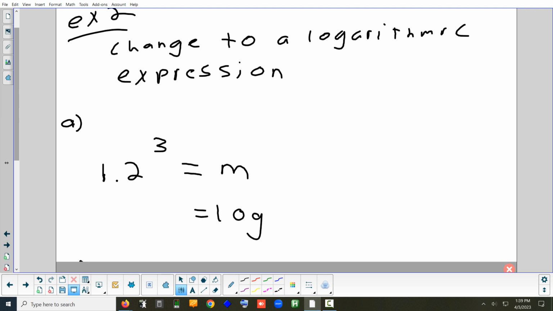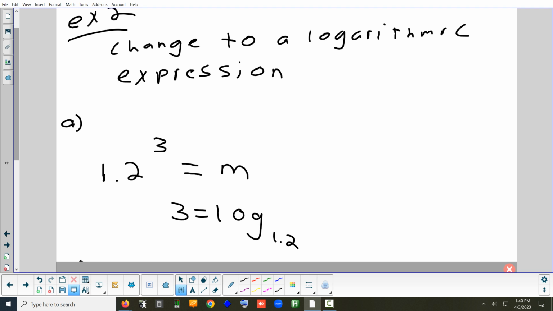What do you think my base is going to be on my logarithm? 1.2, because that was the base when it was an exponential. It's lower than 3. That makes it the base. So there's my base. And what do we keep saying about logarithms? Logarithms equal what kind of number? Equals an exponent. Do you see what my exponent was originally? 3. Yep, good.